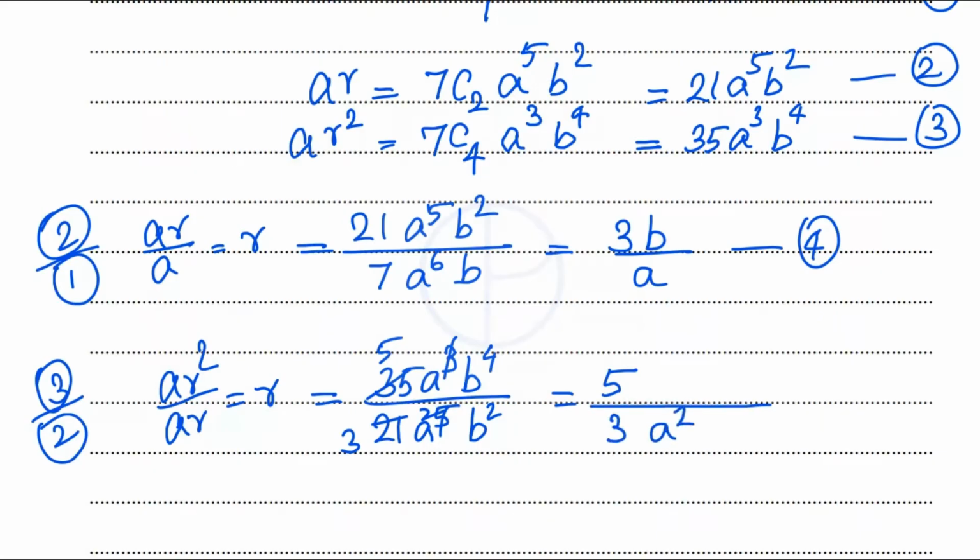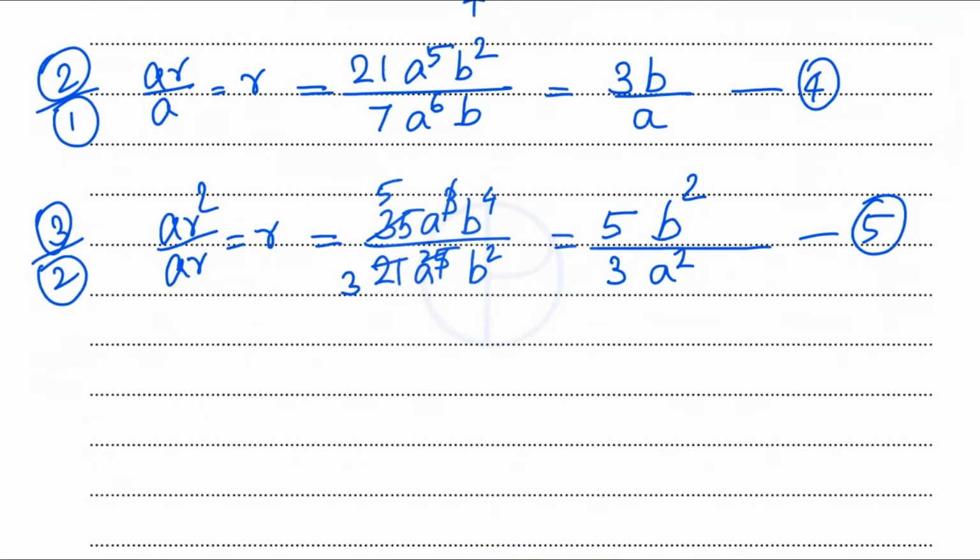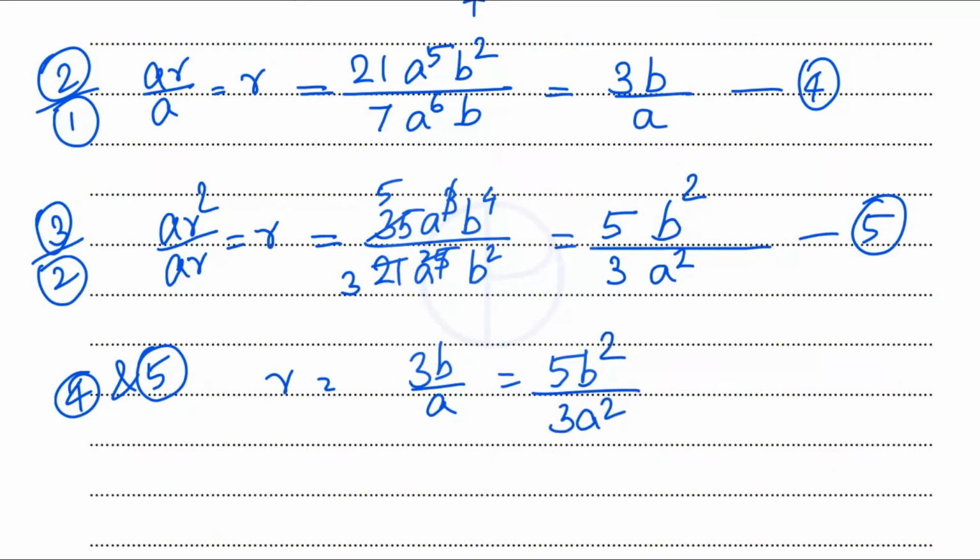And here b power 4 divided by b square, that is b power 4 minus 2, which is b square. This is 5. So both equation 4 and 5 give the value of r. So we can equate 4 and 5. r is equal to 3b by a, which is equal to 5b square by 3a square.